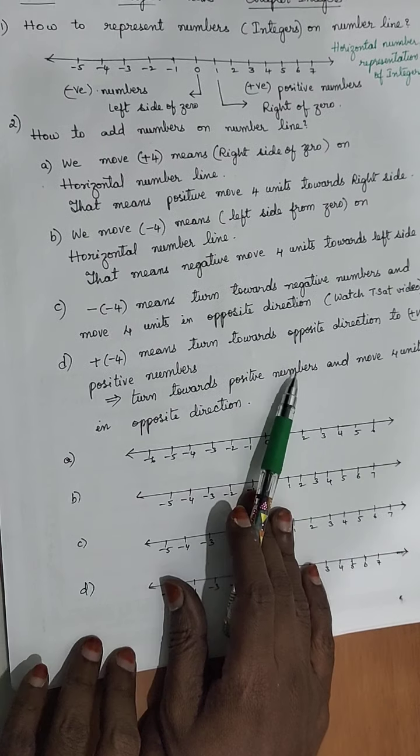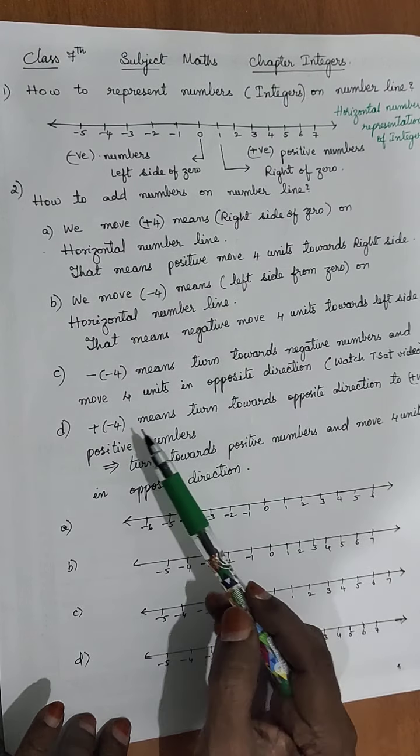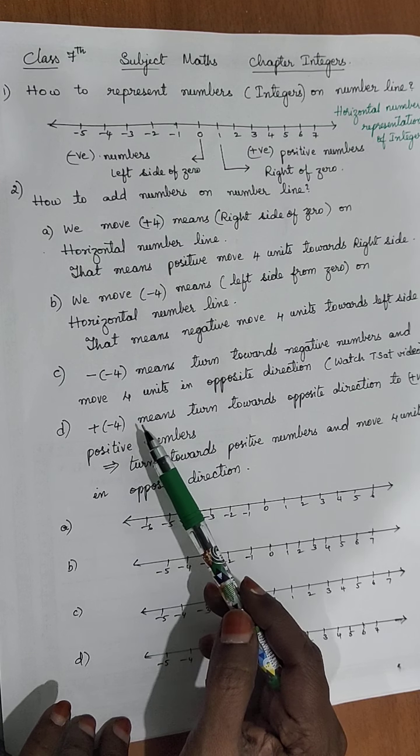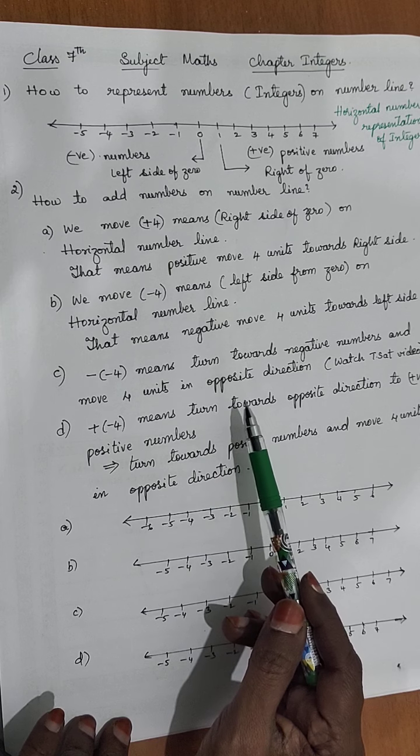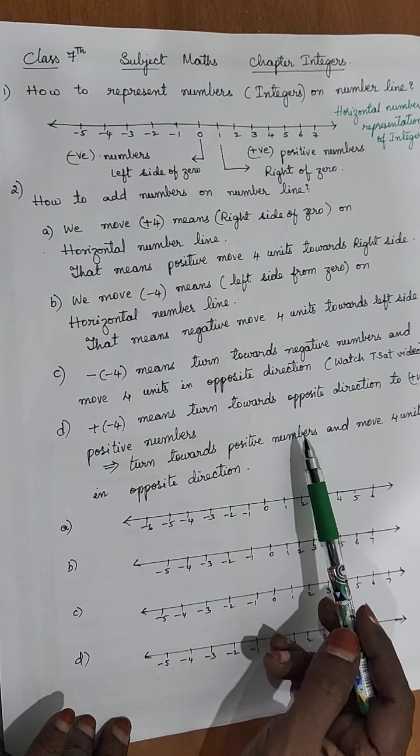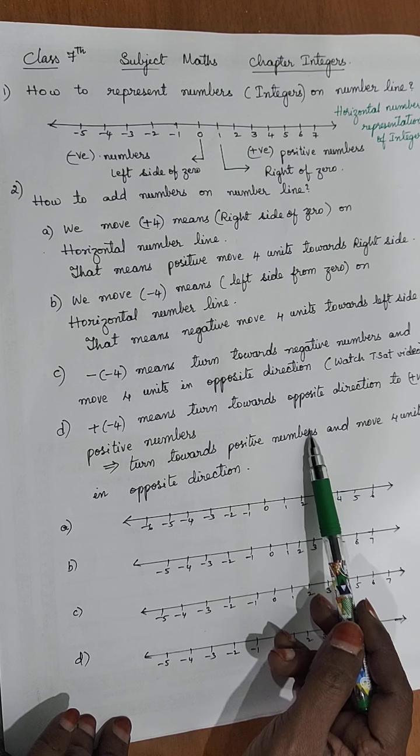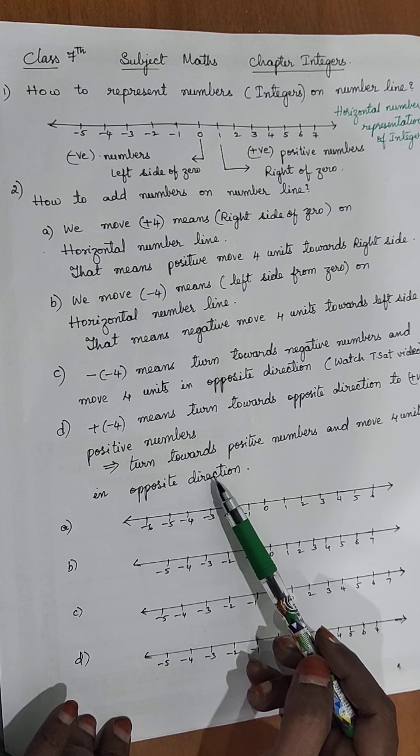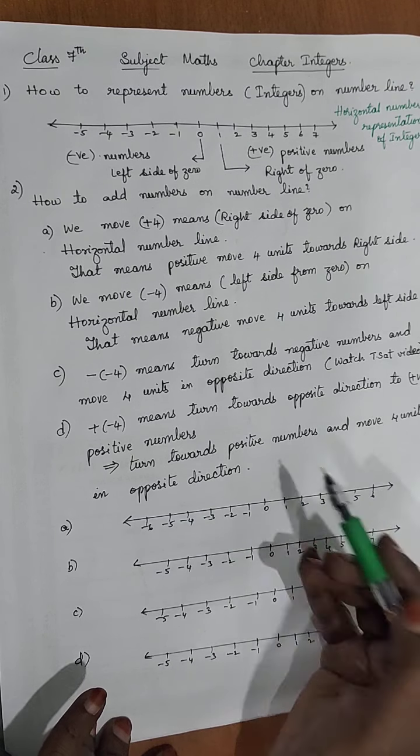So similarly, now the next one is plus of -4. How do you read this one? Plus of -4 means turn towards the opposite direction. That means turn towards positive integers. You have to turn towards the positive integers and then move 4 units in the opposite direction. Now let's see how it's done practically.